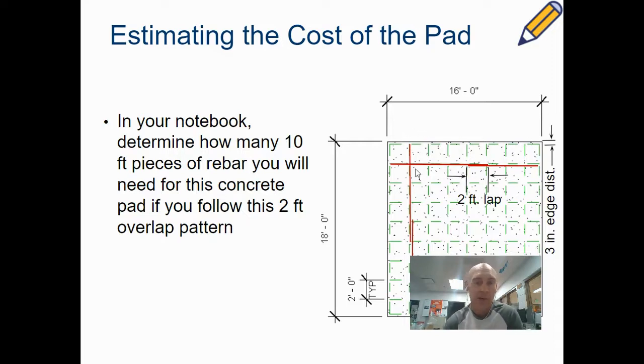But horizontally, we are only going 16 feet. So our first stick takes us to here. That's 10 feet. And the next one is 8 feet here. So we have a little bit extra. We can cut that extra off. We only need a 2-foot overlap.